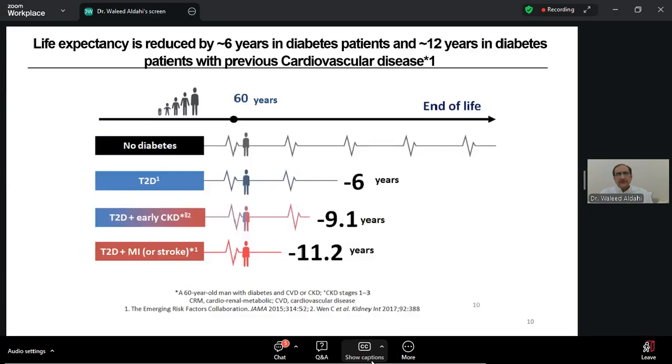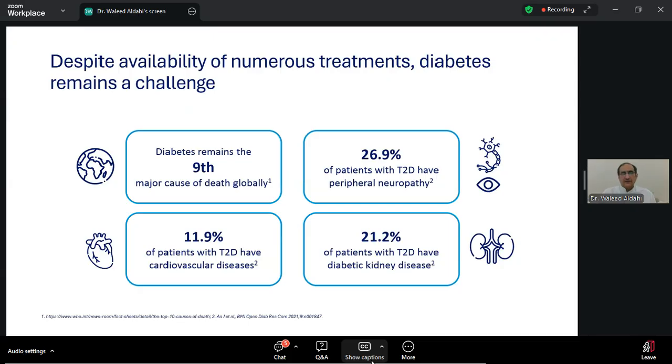We know that diabetics who have cardiovascular disease or CKD, or just being a diabetic, live less than the non-diabetic. So you can see here the non-diabetic on the top, comparing type 2, they have minus 6 years. Type 2 and early CKD, minus 9.1 years, and diabetes and stroke or MI, minus 11 years. So people will die earlier when they have diabetes.